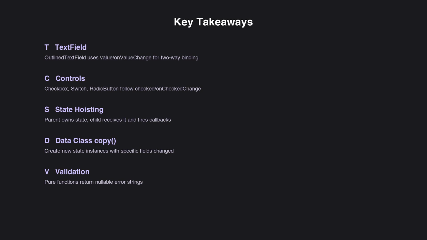Fourth, data class copy. Create new state instances with specific fields changed. Fifth, validation. Pure functions return nullable error strings for clean input validation.